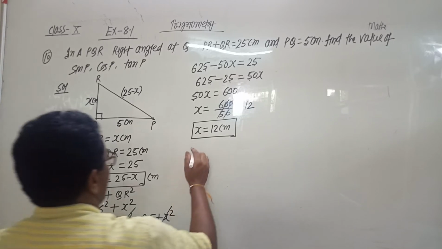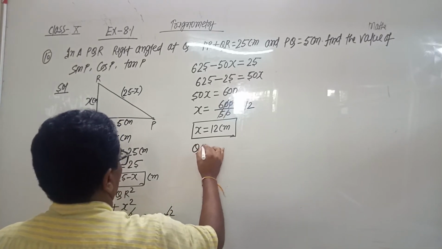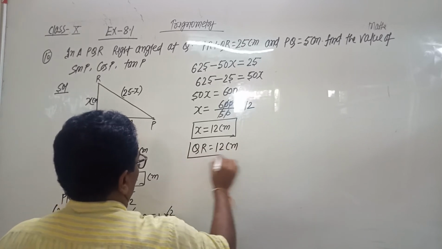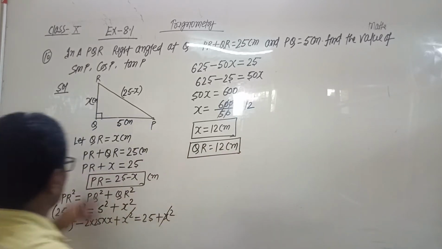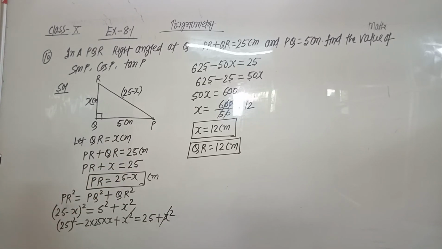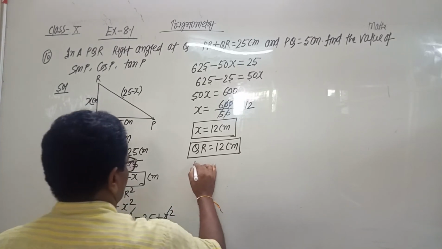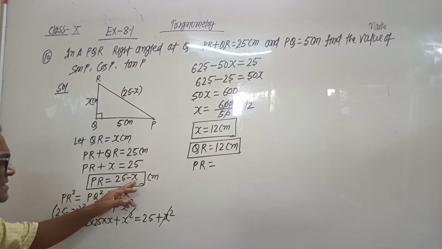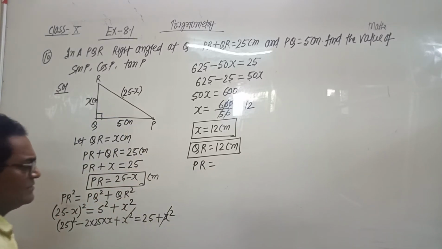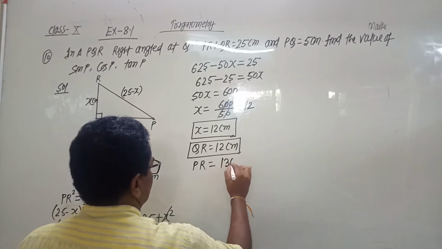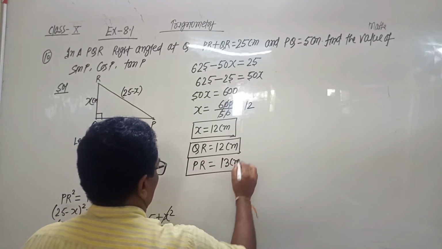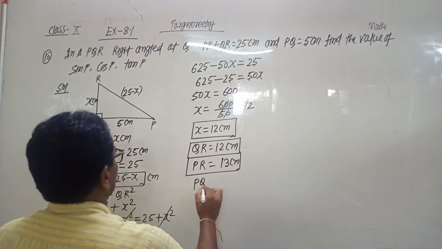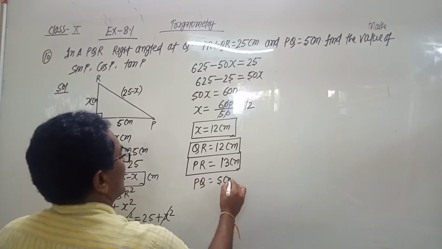So QR equals 12 centimeters, because we supposed QR equals x. The value of PR is 25 minus x, so 25 minus 12 gives 13 centimeters, and the value of PQ is already given, which is 5 centimeters.